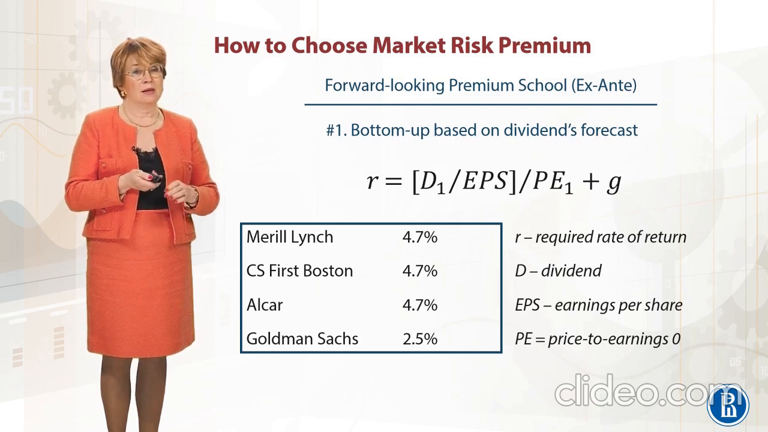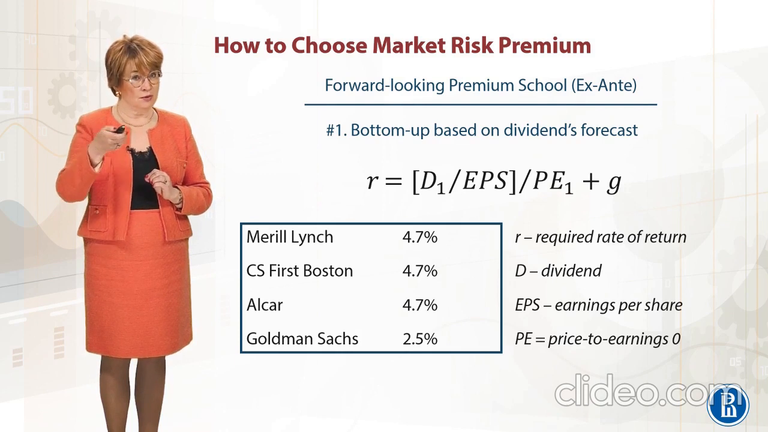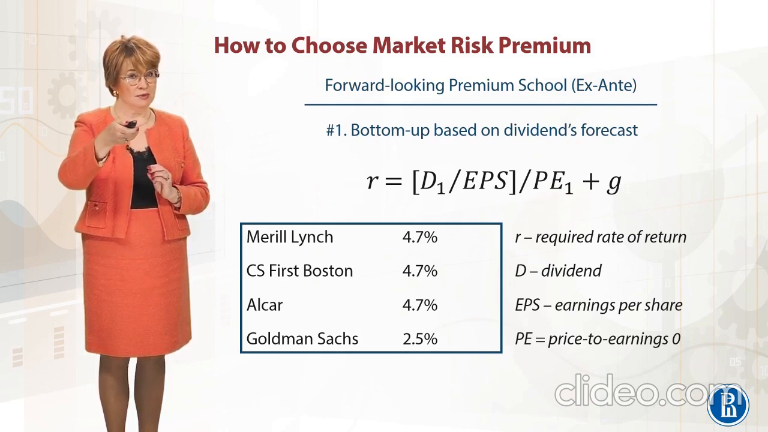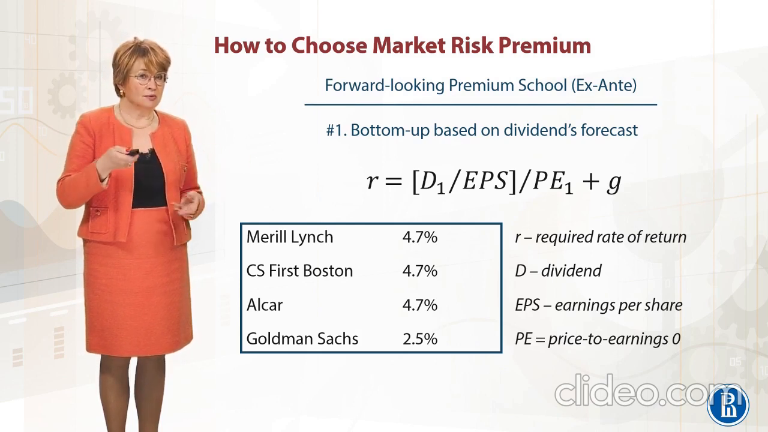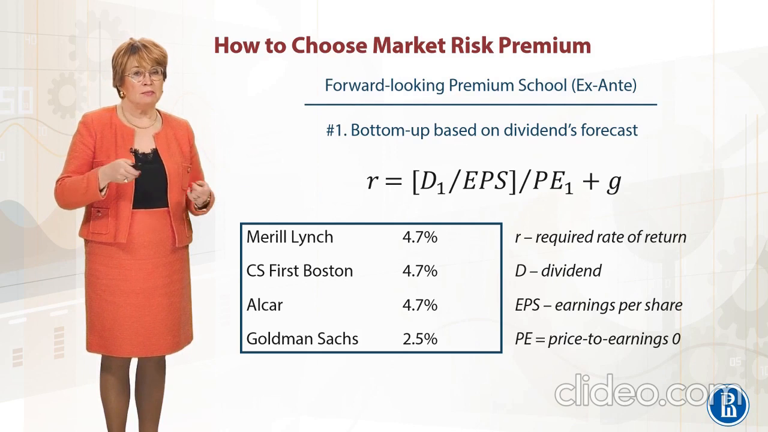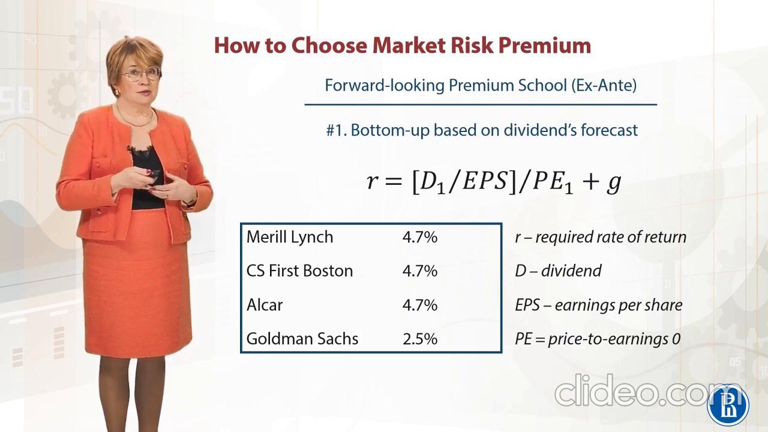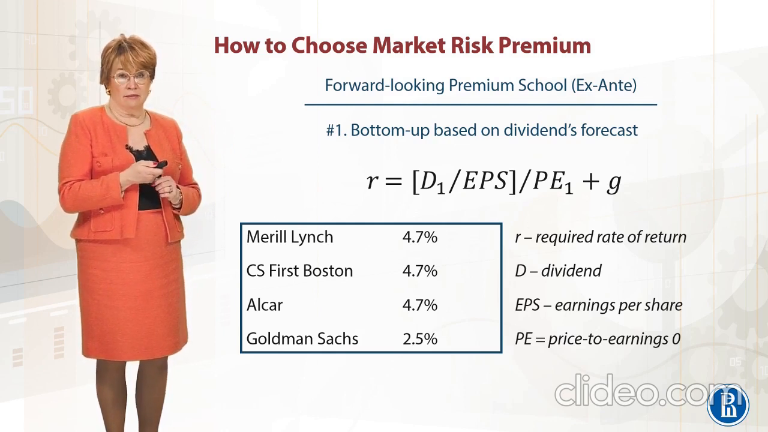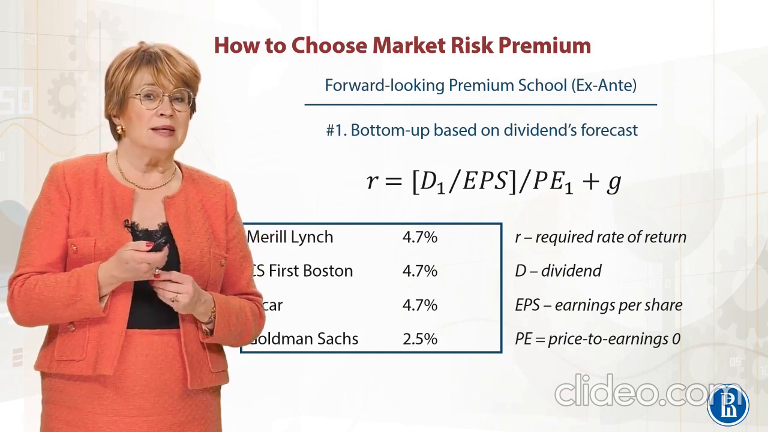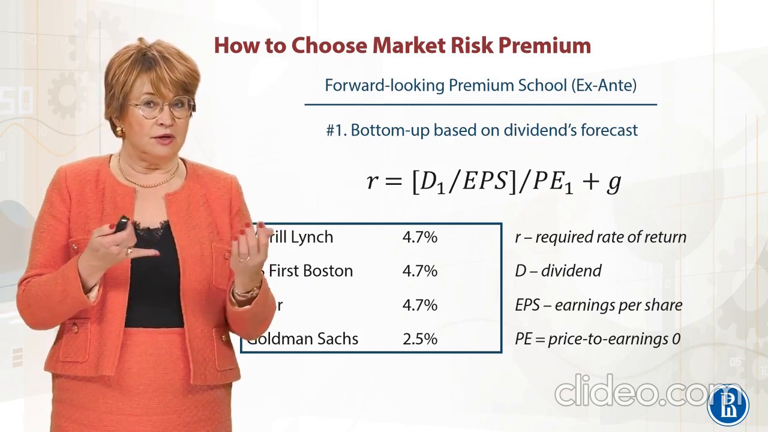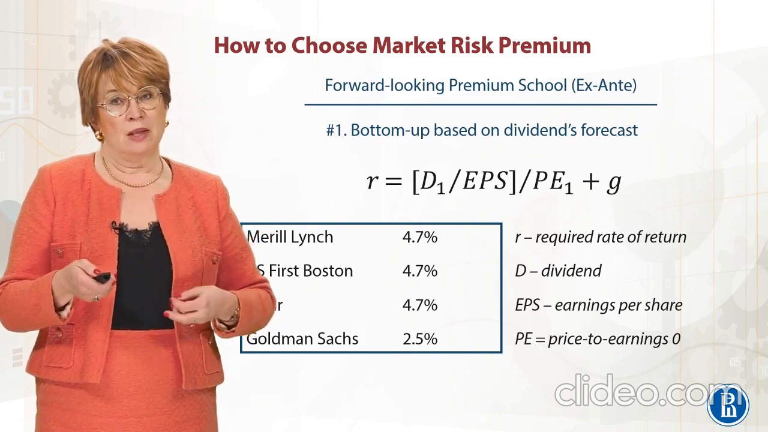The first technique is the so-called bottom-up, based on dividend forecasts. And you see the names, these are really big names: Goldman Sachs Investment Bank, Global, very famous, Merrill Lynch Investment Bank, Credit Suisse First Boston, Alcar. They are all investment banks and they have very significant experience. They are very professional, very experienced. What does this bottom-up approach mean?